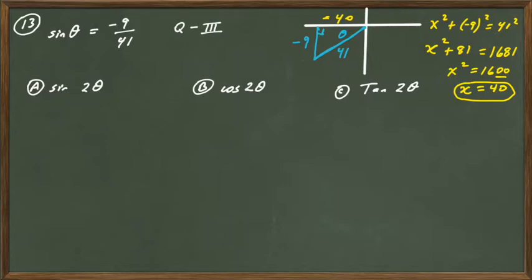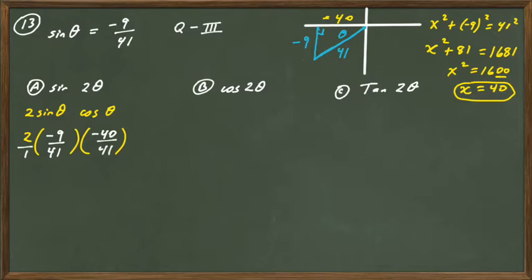Now, what's an identity for sine of 2 theta? 2 sine theta cosine theta. 2 sine cosine. Do they tell us the sign in the problem? Cosine is adjacent over hypotenuse, so that'd be negative 40 over 41. When you multiply all the tops, what do we end up with? Positive, because it's negative times negative, 18 times 40. So I filled in what the sine was, I filled in what the cosine was, and we did the arithmetic.